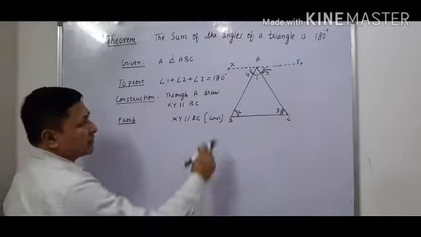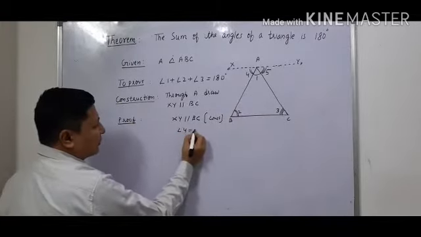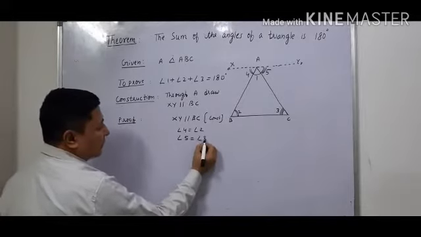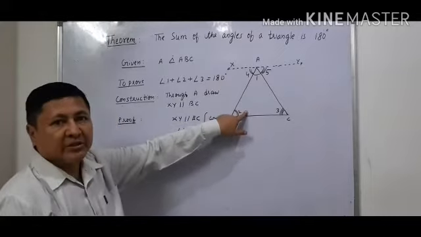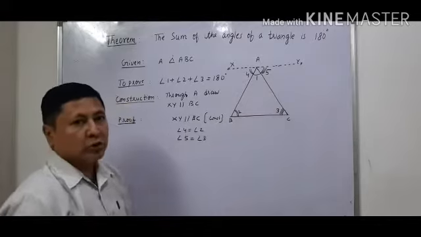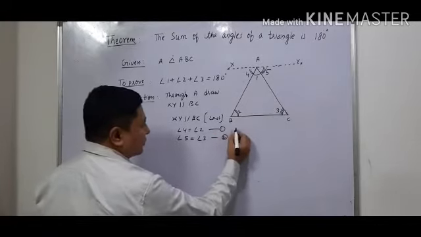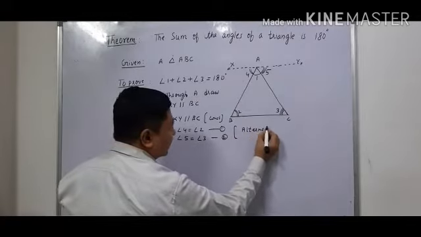Now if you see angle 4 and angle 2, you will be able to know which kind of angles they are, and similarly angle 5 and angle 3. If you see carefully, angle 4 and angle 2 are alternate interior angles. Similarly, angle 5 and angle 3 are also alternate interior angles. So we will mark it as equation number 1 and equation number 2. And the reason for these two is the alternate interior angles.